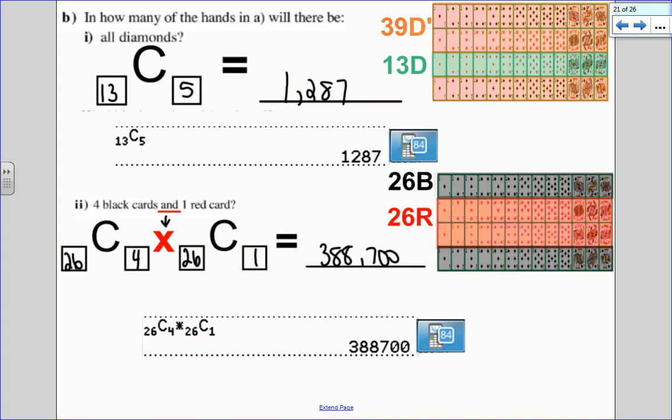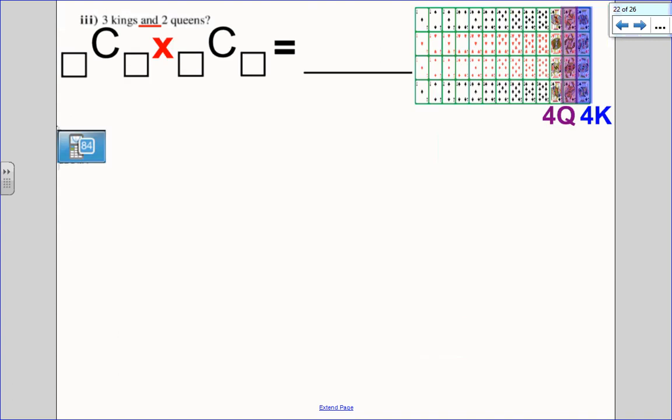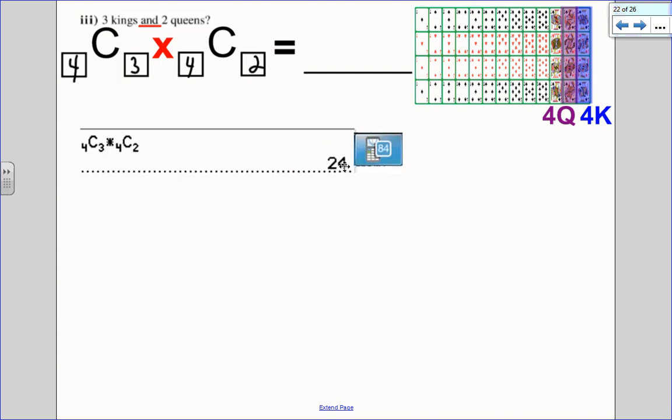Okay, let's try another one. How many 5-card hands have 3 kings and 2 queens? So you can see I highlighted it here. There are 4 kings in the deck and 4 queens in the deck. So of the 4 kings, I want 3 of them. Of the 4 queens, I want 2 of them. So I can just multiply those together, and I get 24. So again, the more restrictions I put on things, the less combinations there will be.